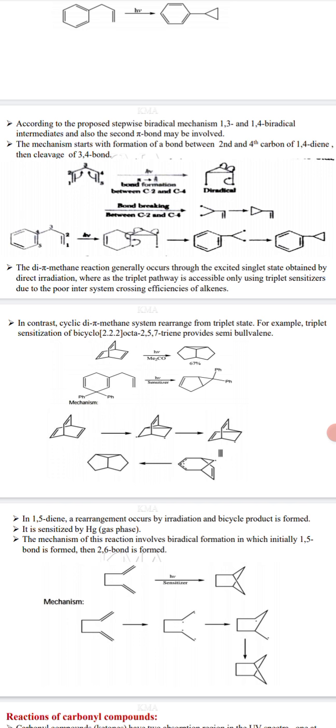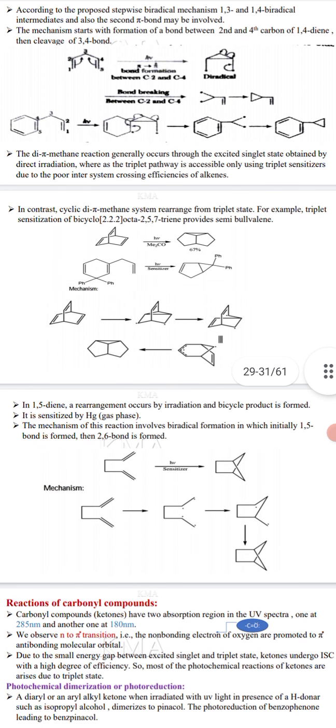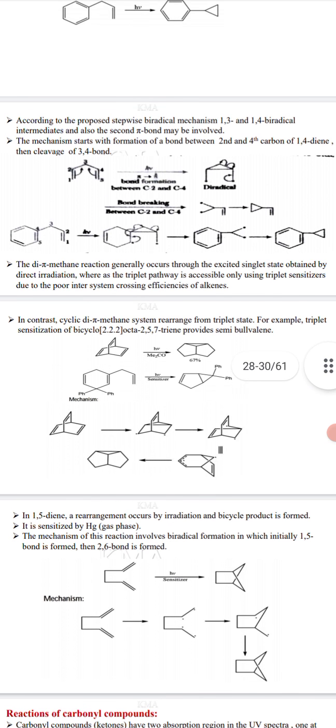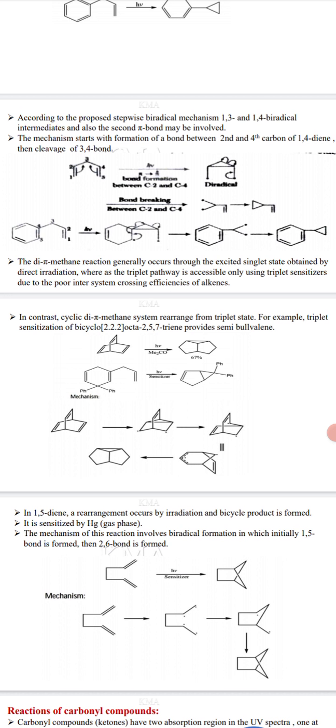So some more reactions. These are intramolecular reactions of olefinic bond. One is cis-trans isomerism, the geometrical isomerism of stilbene, and then cyclization reaction or photodimerization of olefins. We have seen norbornene and norbornadiene. And the third one is rearrangement of 1,4-diene. So this is about intramolecular reactions of olefinic bond.